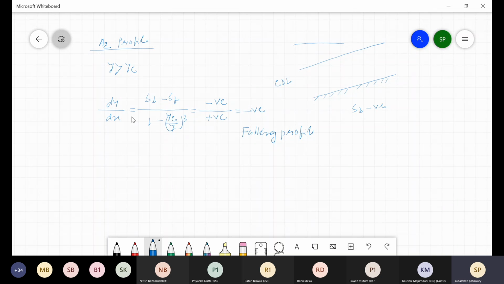At upstream, we don't know from where it will start, because we don't know the position of our MDR. Our MDR is undefined here, so we don't know about the upstream condition. That will depend upon your upstream boundary condition. But at downstream, it will meet CDR. So at downstream, Y tends to YC.